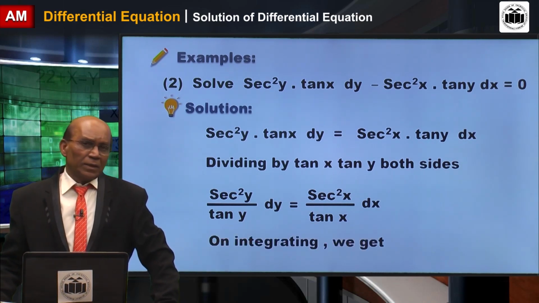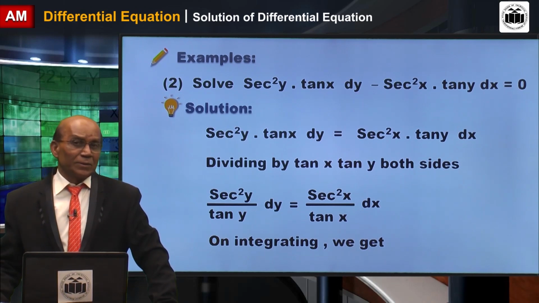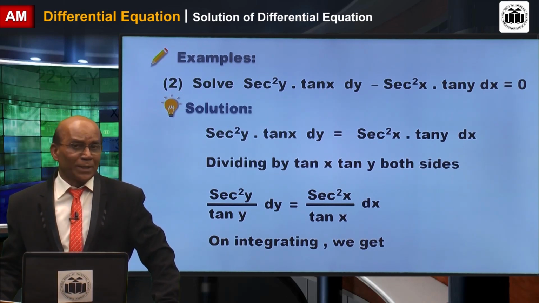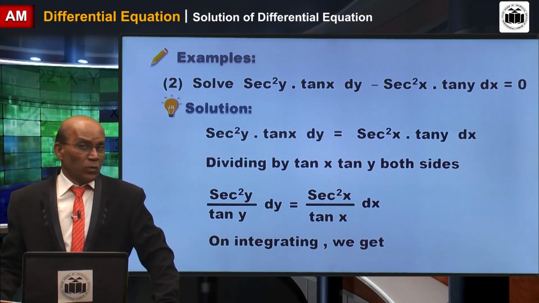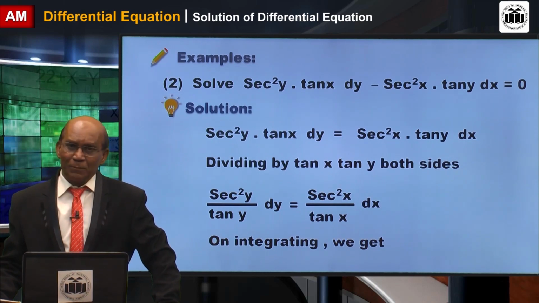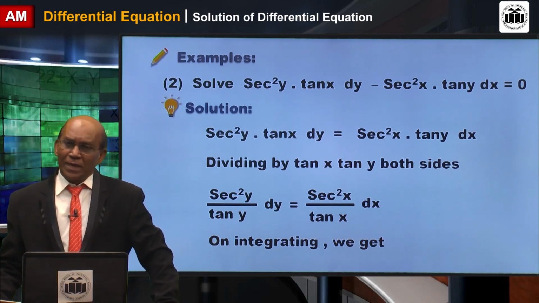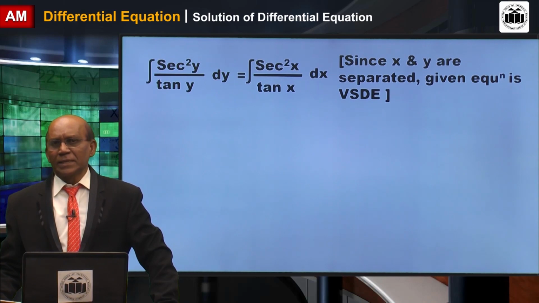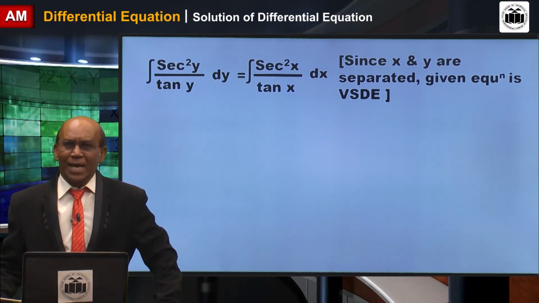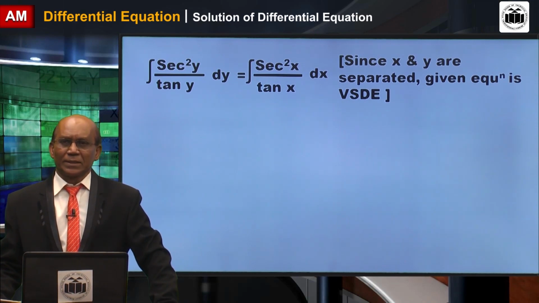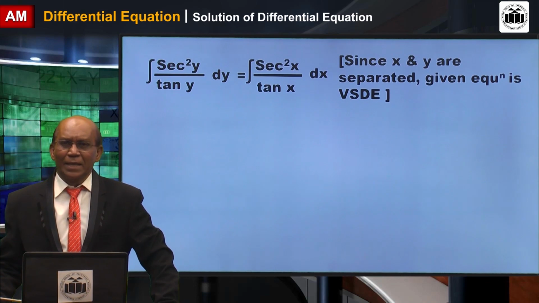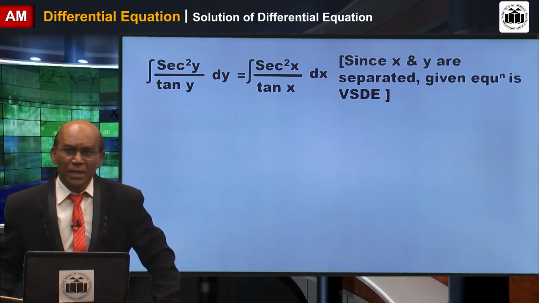Now we can say that it is variable separable. In that expression there is no term of dx on the left hand side, and on the right hand side no term of dy. On integrating, we get the integral of sec square y upon tan y dy equals the integral of sec square x upon tan x dx. Since x and y are separated, the given equation is variable separable.